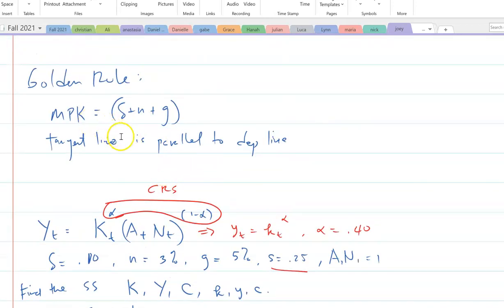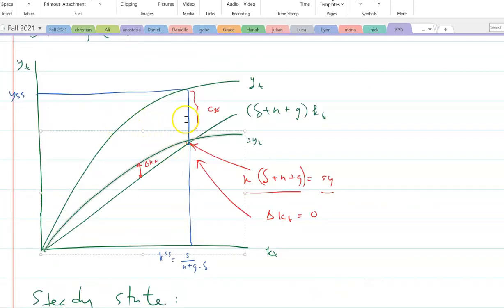Now, the golden rule is essentially the point where consumption is maximized. Why do we care about that? Because your utility function is going to be a function of consumption. So you want the golden rule steady state because that's when your consumption is maximum. Remember, consumption is the gap between y and s.